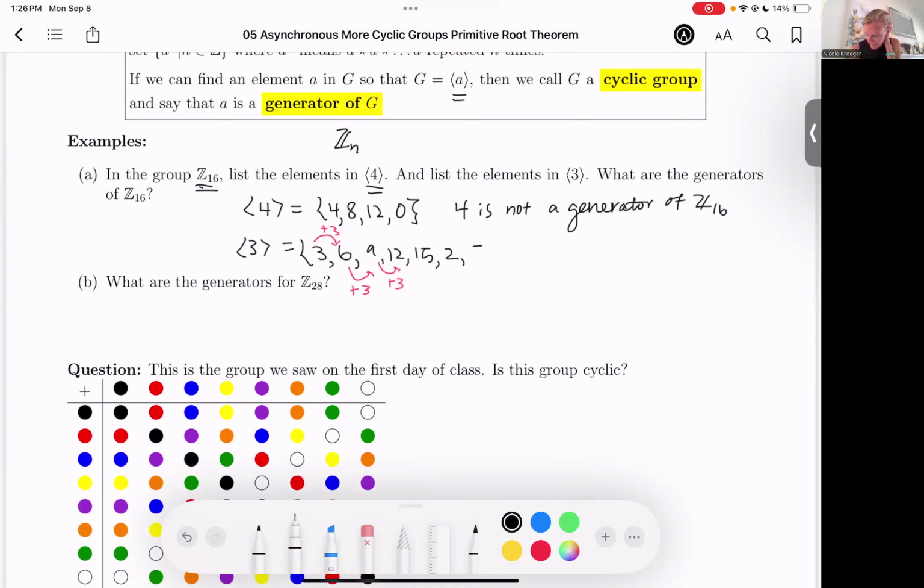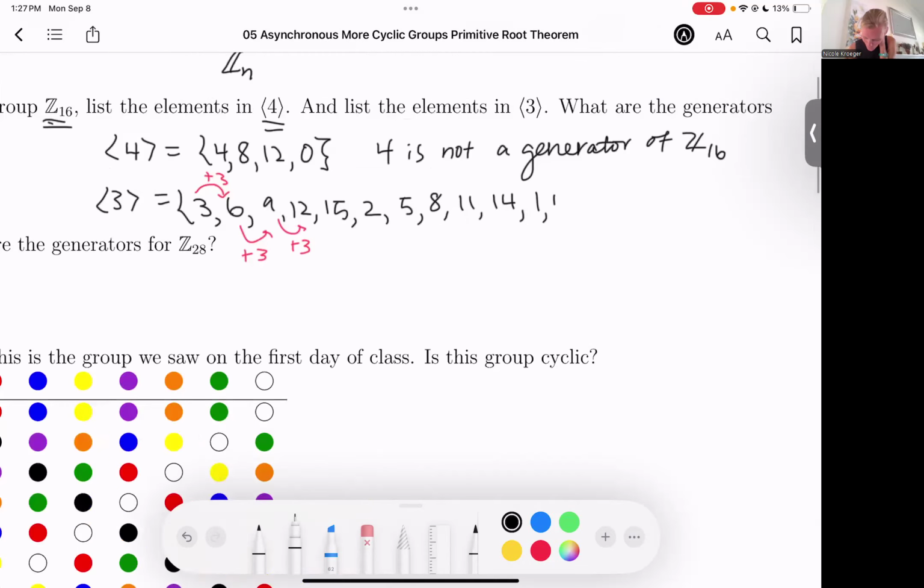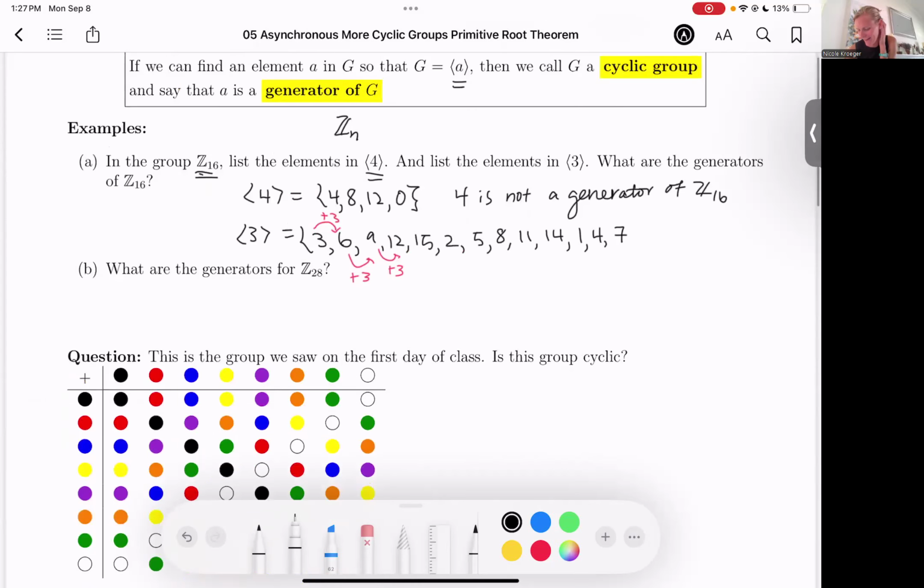I add 3 to that, I get 5. I add 3, I get 8. I add 3, I get 11. Then I get 14. I add 3 again, and I get 17, which gets me back to 1 because I'm working mod 16. And then I add 3, I get 4. I add 3, I get 7. I add 3, I get 10. 13. Now I get to 16, which is 0. If I add 3 to 0, I get back to 3. So then I'll just be stuck looping around. So I get all these out.